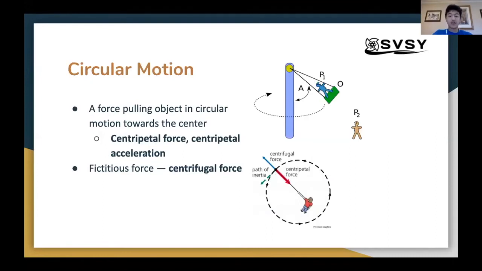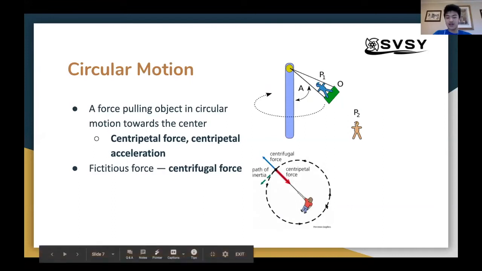Okay, now circular motion. Circular motion is another branch of dynamics, and it's exactly what it sounds like. It's all about motion in a circular path. So we can just look at this example at the bottom of the page. There's this man holding a string attached to a ball at the end, and this ball is traveling in a circular path.